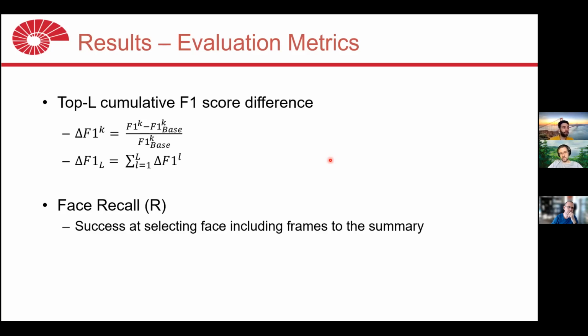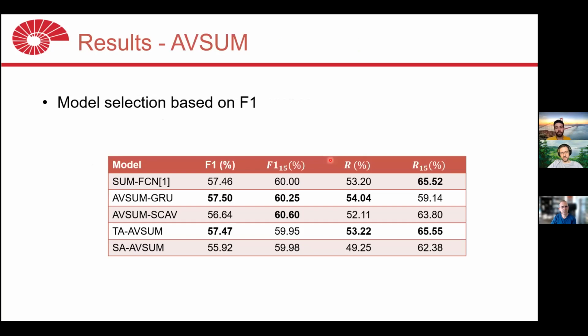And now, since we have defined additional metrics, we explore the behavior of each architecture for two different criteria. First, the usual one, which is maximizing the F1 criterion, and the other one is the one that maximizes face recall.